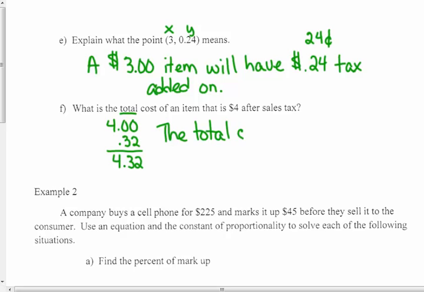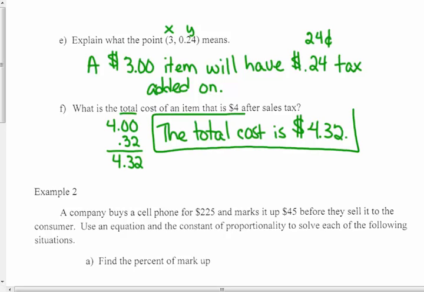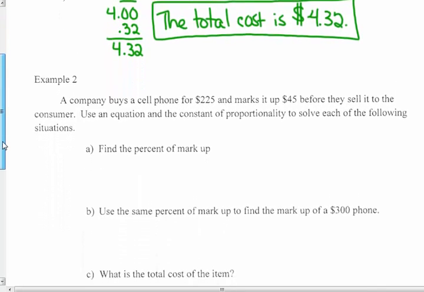The total cost is $4.32. You know when you go to purchase something at a store that you better have some extra money to pay for that tax. Example 2.